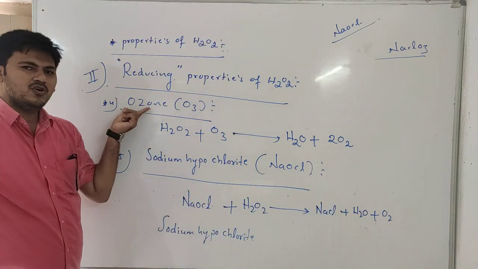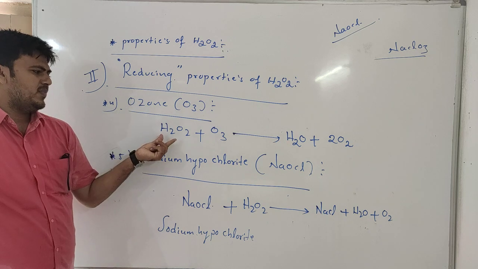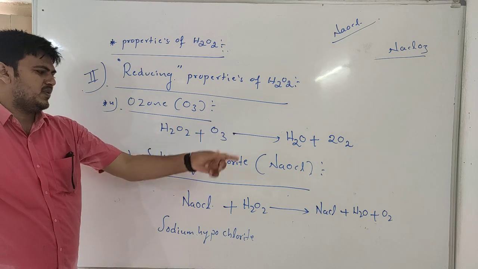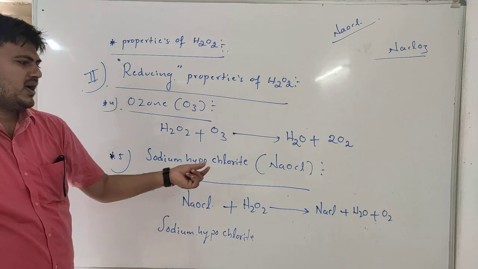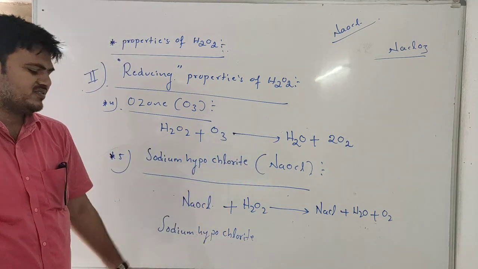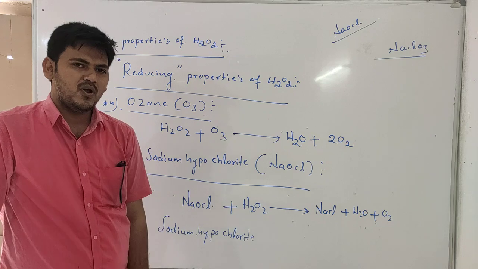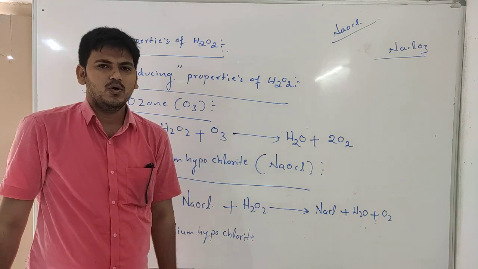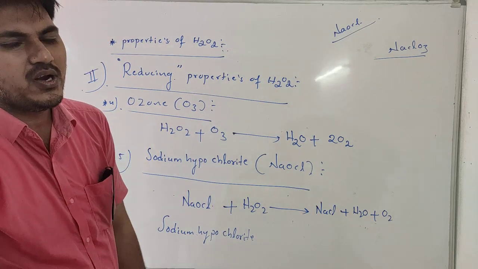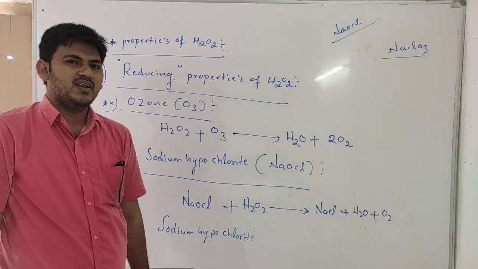So the first one is ozone, formula O3. Hydrogen peroxide, H2O2, plus ozone gives H2O plus O2. Next, sodium hypochlorite, formula NaOCl. NaOCl plus our compound hydrogen peroxide gives NaCl, H2O plus O2. Okay, so the first one is chlorine, the second one is bromine, and the third one is ozone.